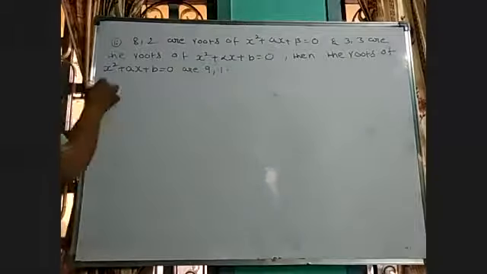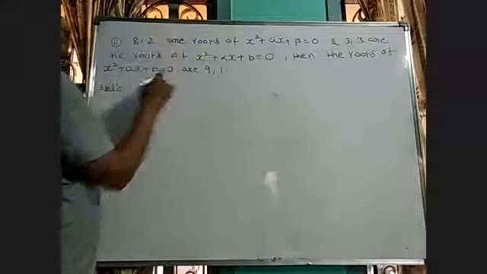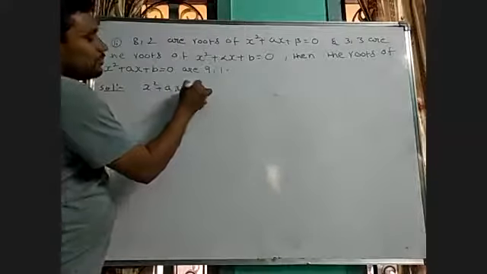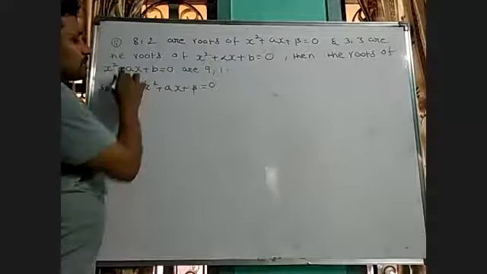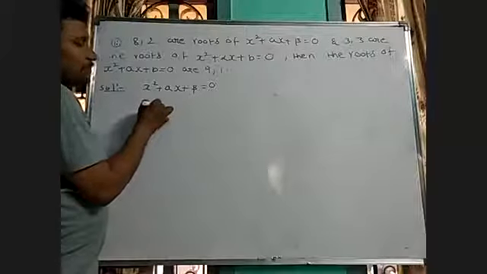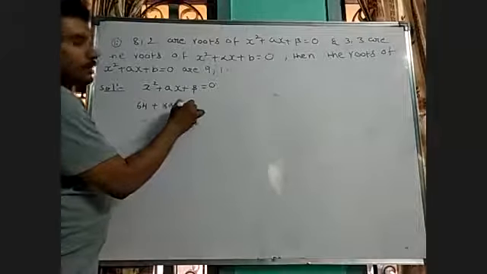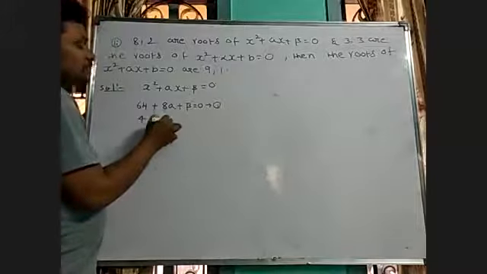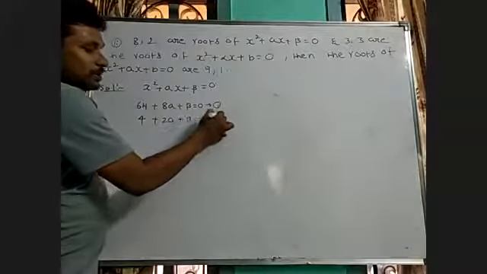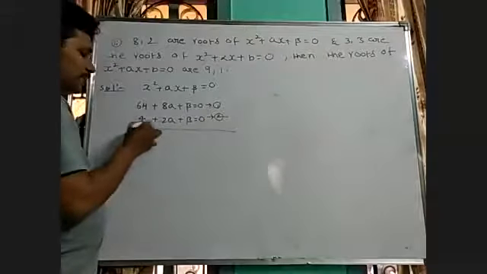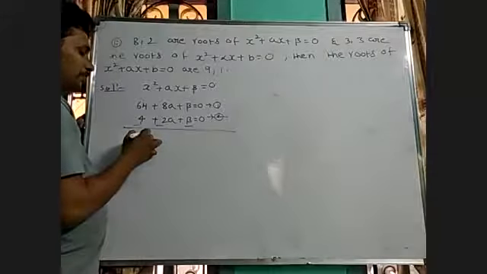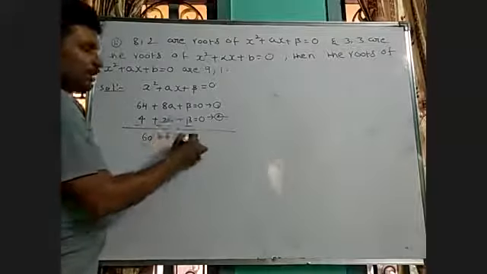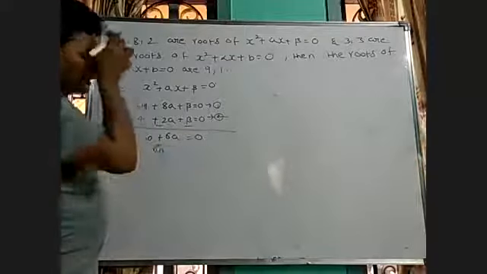So first, what we can do here: 8, 2 are the roots, so I am substituting into x square plus ax plus beta equals 0. If we substitute 8, what do we get? 64 plus 8a plus beta equals 0. This is equation 1. If we substitute 2, what do we get? 4 plus 2a plus beta equals 0. This is equation 2. Here, if we subtract them, what do we get? 64 minus 4, 60, and this value is 6a, equals 0. From this, 6a equals what we are getting here.